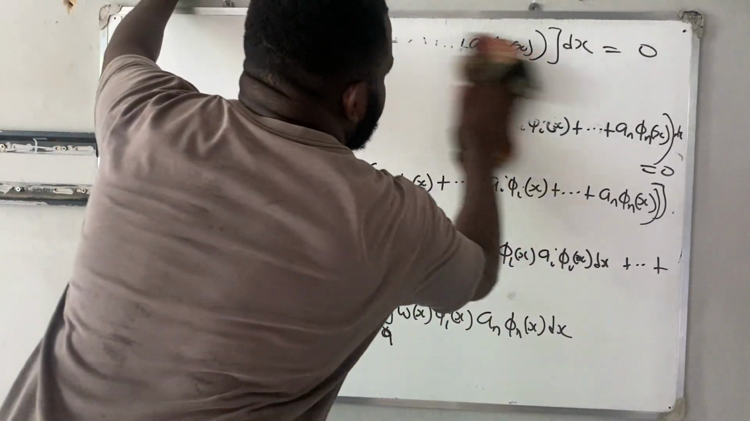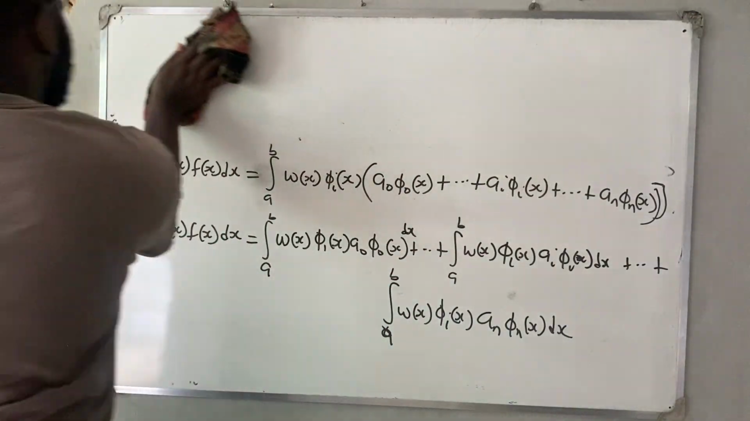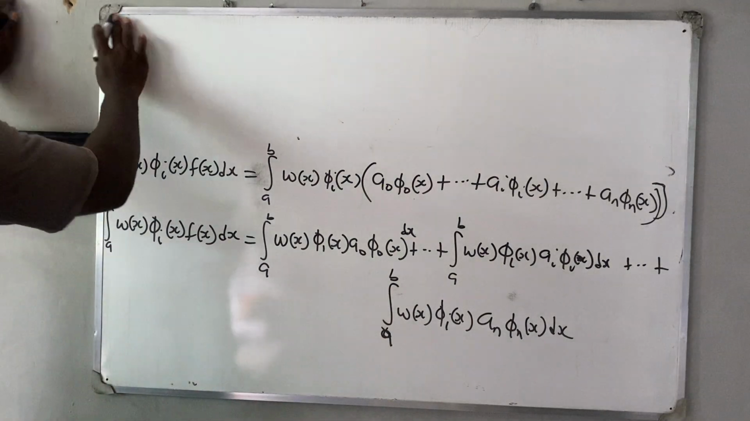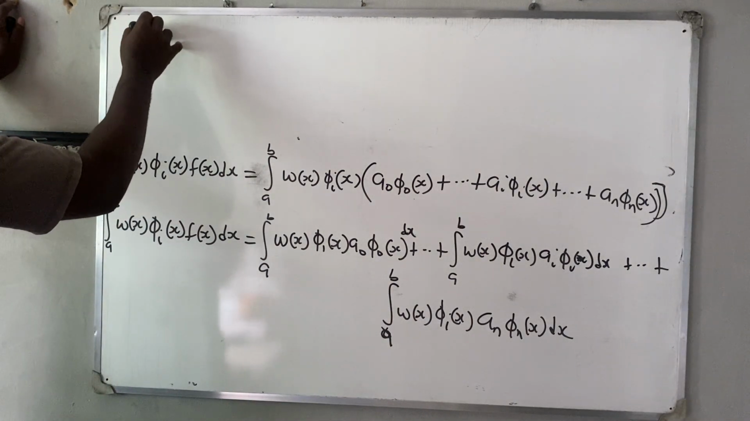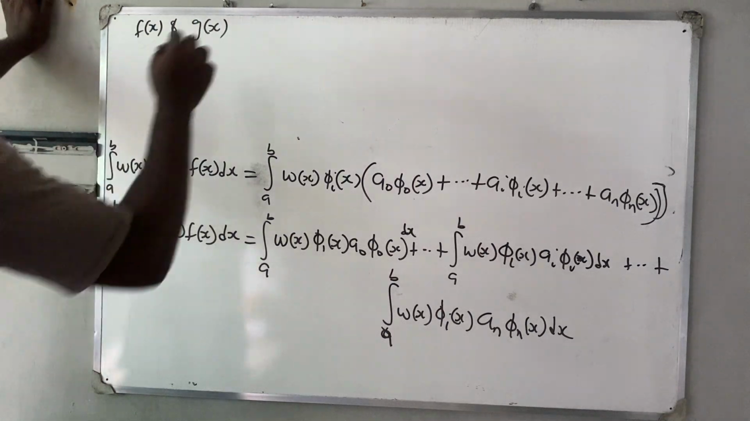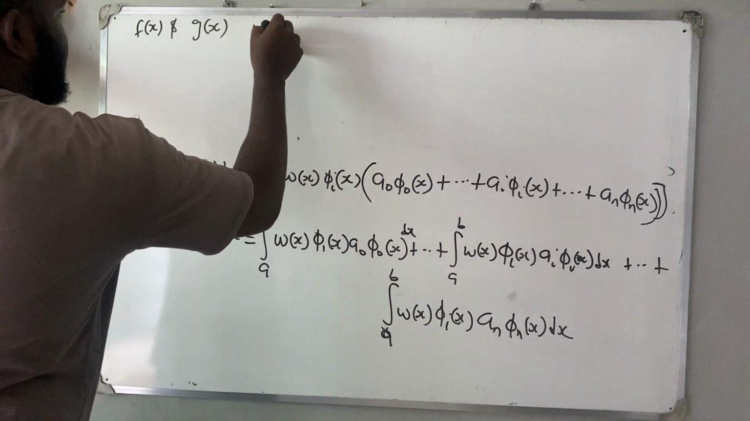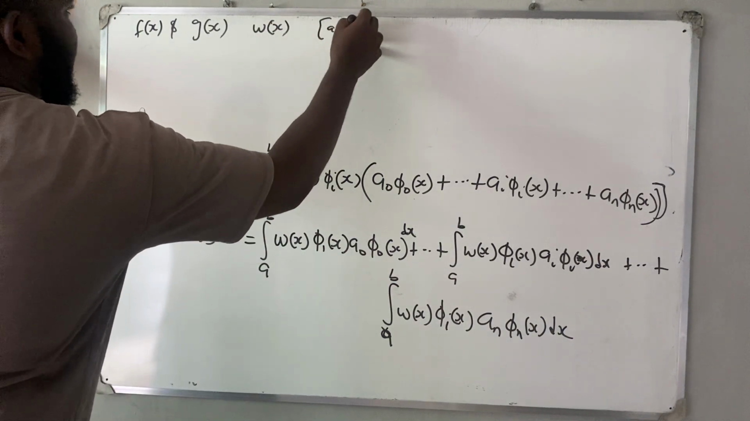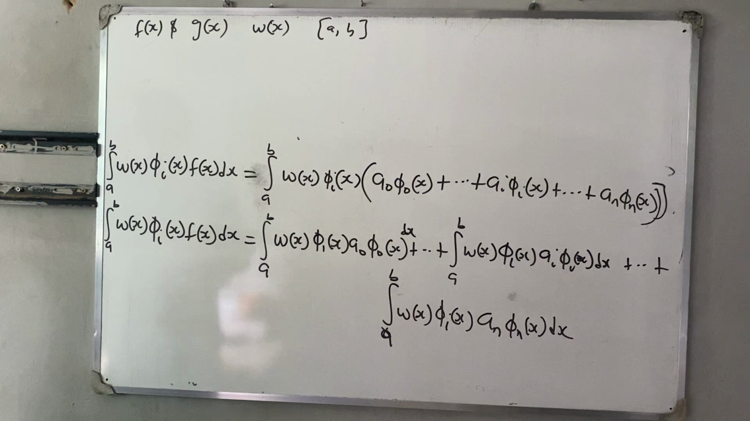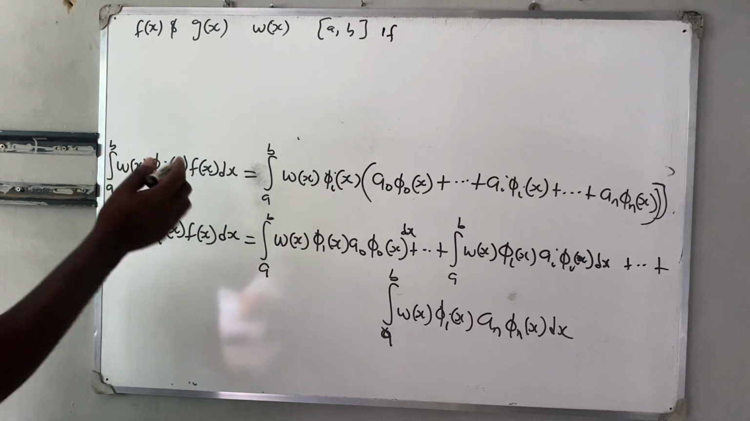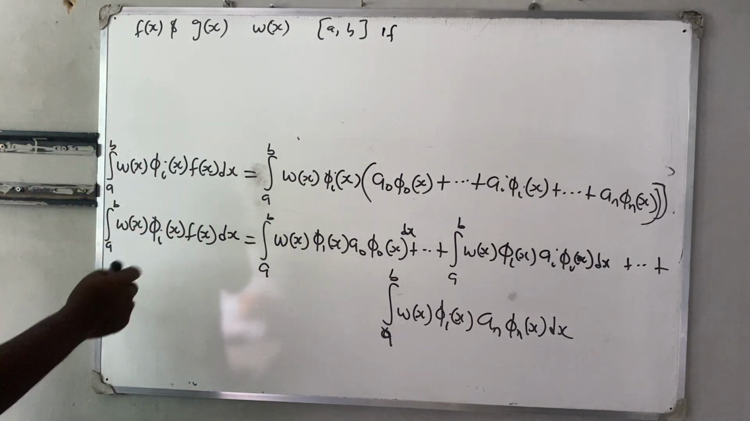Let me remind you the definition of orthogonality. Remember I said that two functions f of x and g of x, with respect to a weight function w of x over an interval, let's say a and b, are orthogonal if either of these two conditions is satisfied. I gave you one of them, but let me now give you both.